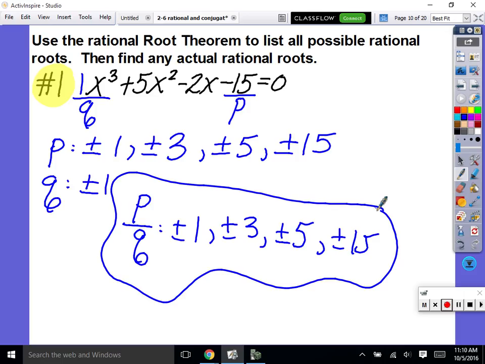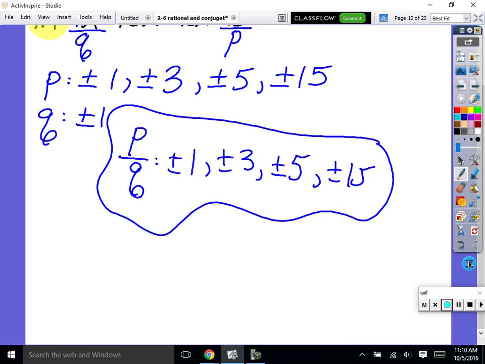So we've listed out the possible roots. That was part of our answer. Now we're going to find the actual. So what we're going to do is synthetic division with all of these. And then if any of them come out, then we would say yes. If none of them come out, we would say no.